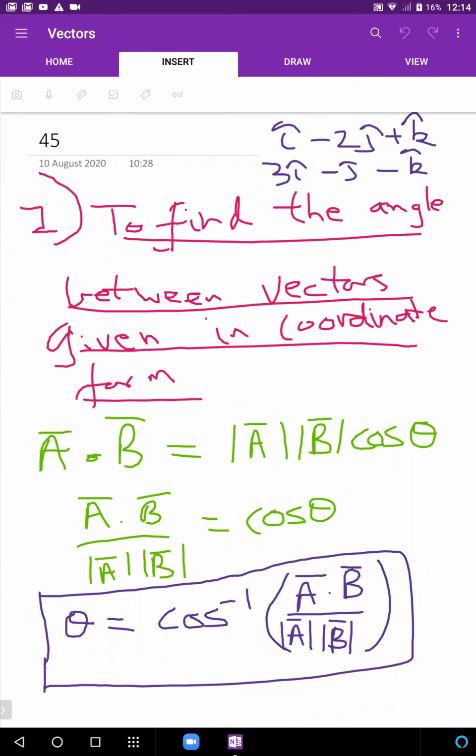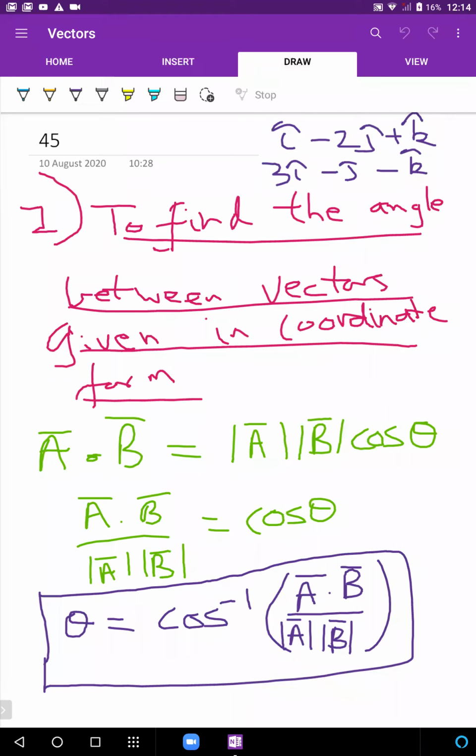All right. So the second one is to find the angle between vectors given in coordinate form. What is coordinate form? The i cap, j cap, k cap form, right? So finding the angle between vectors given in this form, you can see it isn't obvious what the angle is, right? Can you see the challenge? You can't look at those two vectors and somehow understand what is the angle between them. So we need some technique.